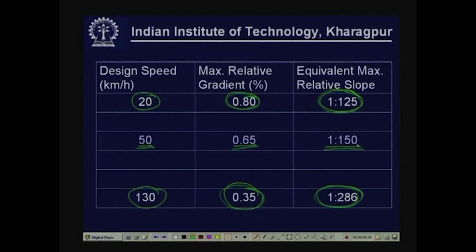You may recall our discussion about Indian Roads Congress provision for design of length of transition curve. The rate recommended for plain and rolling terrain is 1 is to 150. So, that basically corresponds to 50 kilometer design speed. But IRC does not change this value of relative slope depending on speed, but AASHTO recommends different values of maximum relative gradient or equivalent maximum relative slope as a function of design speed. So, accordingly these values are to be taken for design purpose. Intermediate values are also given by interpolating these two extreme values, and those are given in the AASHTO guideline.